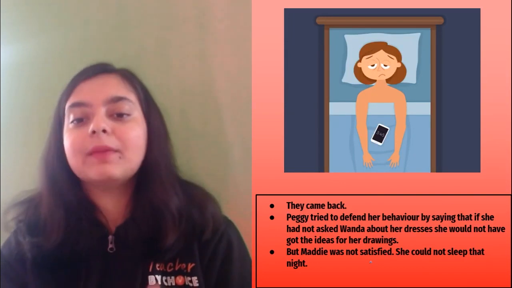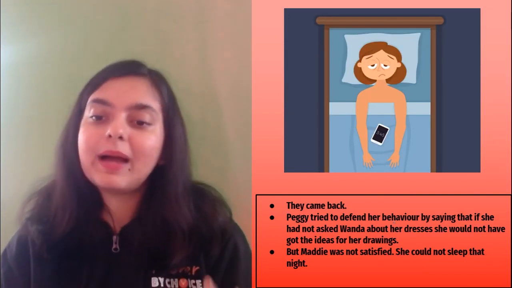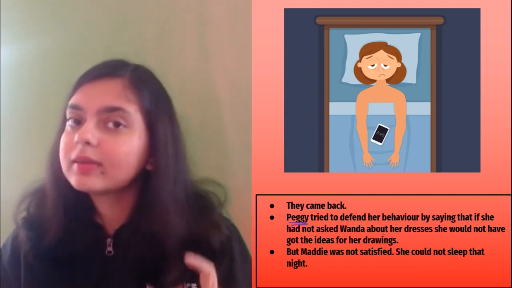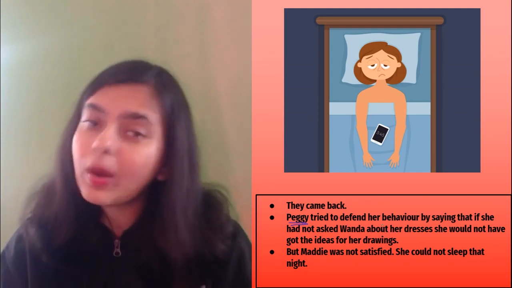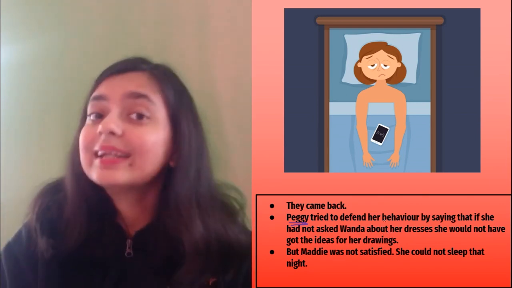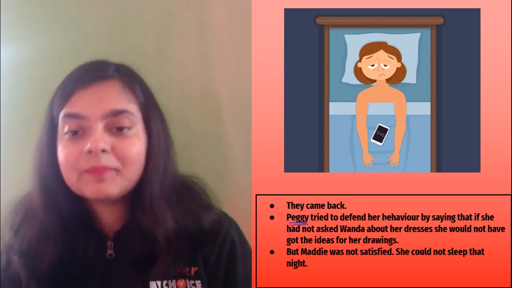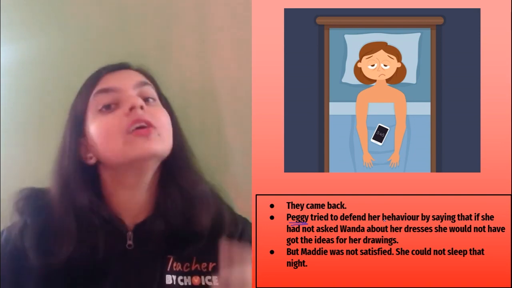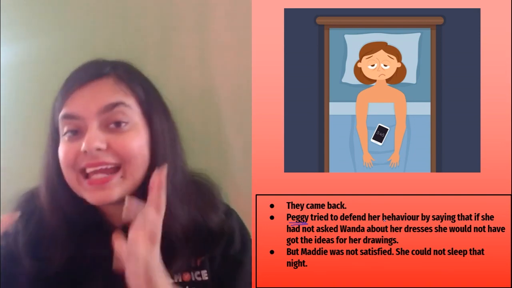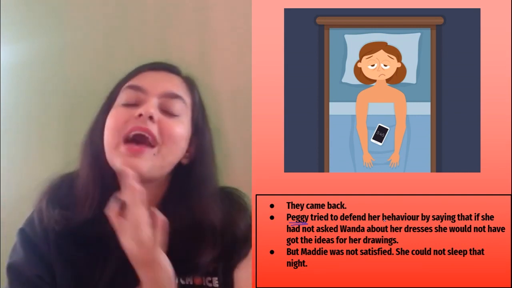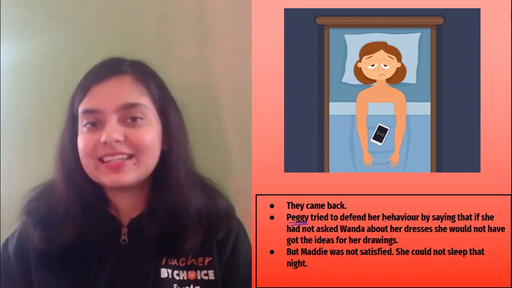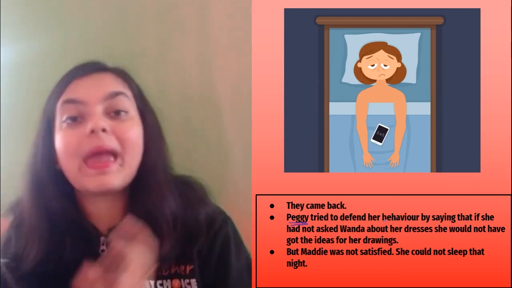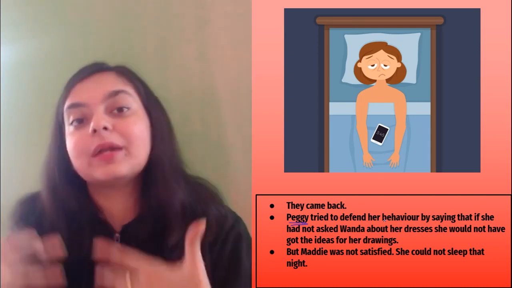Then they came back and Peggy tried to defend her behavior by saying, this is very important. What did she say? That if she had not been the one who started the game of the 100 dresses, then even Wanda would not have had this idea of drawing all those 100 dresses, right? So she created the atmosphere conducive to the development of the talent that Wanda had showcased. What do you think about it? That was the argument that Peggy came up with.